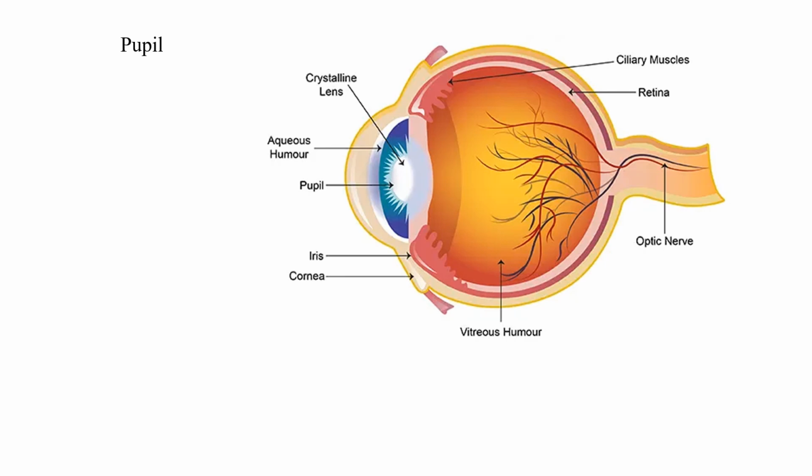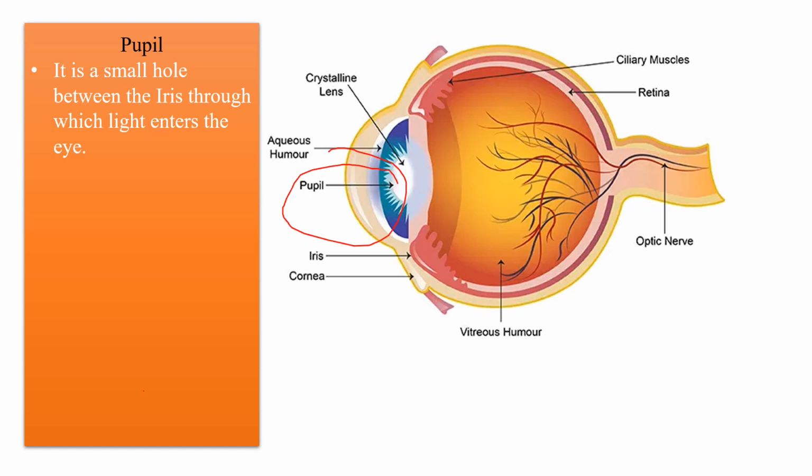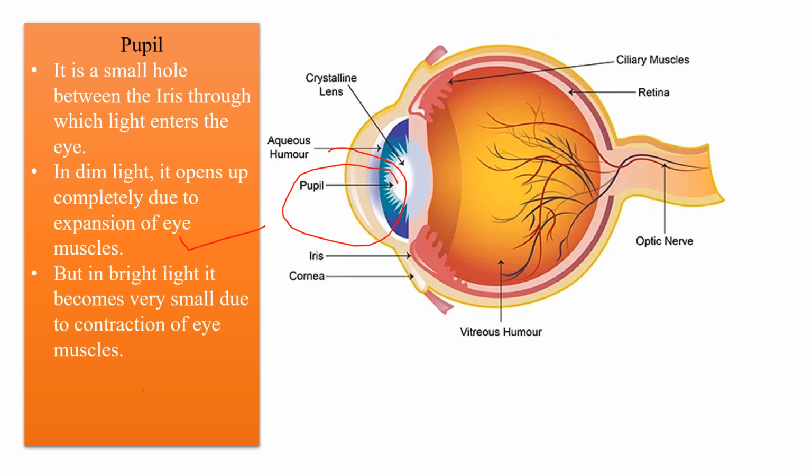Now next we'll talk about what is pupil. What is the function of pupil? Pupil, it is a small hole in the middle of the iris through which light enters the eye. In dim light, it opens up completely due to the expansion of eye muscles. But in bright light, it becomes very small due to contraction of eye muscles. The pupil appears black because no light is reflected by it. I hope pupil function is well understood.